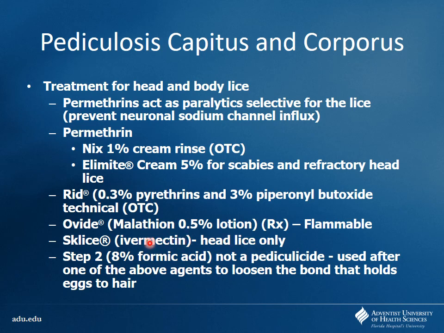This would be a prescription product. And then one of the interesting things you can use as a follow-up to one of these previous therapies we've discussed here is an 8% formic acid solution. It doesn't actually kill the lice themselves, but it will help to loosen the bonds that hold the eggs or the nits to the hair, because this is often the reason why we have failure of therapy: you can kill off the lice themselves, but if the patient still has a lot of nits in the hair, even if you use nit combs and things like that, they can still hang around and cause reinfestation.